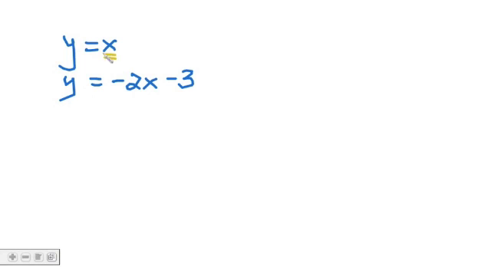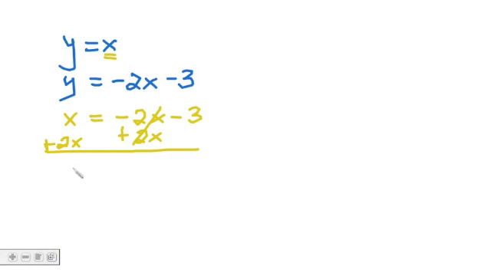Well, here we go. So I'm going to put in, instead of this y here, this x. So I'm going to put x equals negative 2x minus 3. Okay, I'm going to add 2x to this side to combine my like terms. These cancel. 1x plus 2x equals 3x, which equals negative 3. Get that variable by itself. I'm going to divide by 3. The 3's cancel. X falls down. 3 goes into 3 one time. A negative and a positive equals a negative. So my x answer is negative 1.